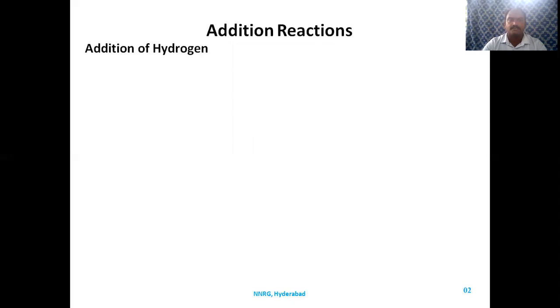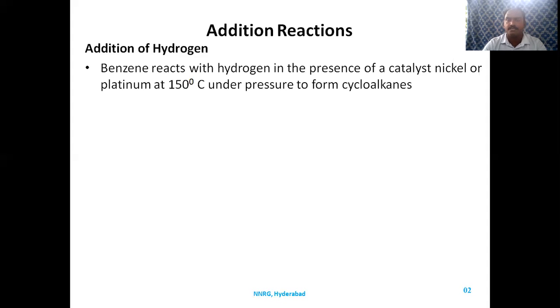Addition reactions: basically benzene undergoes electrophilic substitution reactions at normal conditions, but benzene undergoes addition reactions at high temperature and pressure. So benzene undergoes addition reaction with hydrogen and halogens. We'll see addition of hydrogen. When benzene reacts with hydrogen in the presence of a catalyst, and here the catalyst is very important, that is nickel or platinum, at high temperature, that is 150 degrees centigrade, under pressure, it forms cycloalkanes.